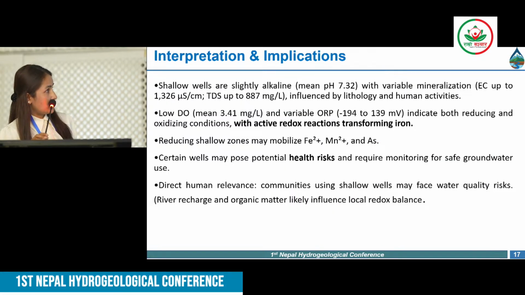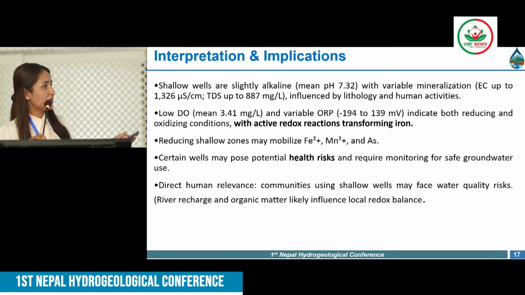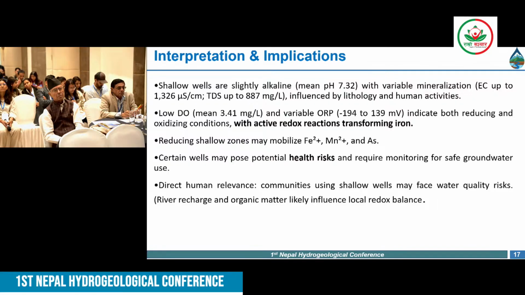Overall interpretation signifies that reducing shallow zones may mobilize iron, manganese, and arsenic. So basically, arsenic can be tested in the lab, but by the change in color, we can assume that the sample has the presence of iron content, which has gone through a redox reaction.